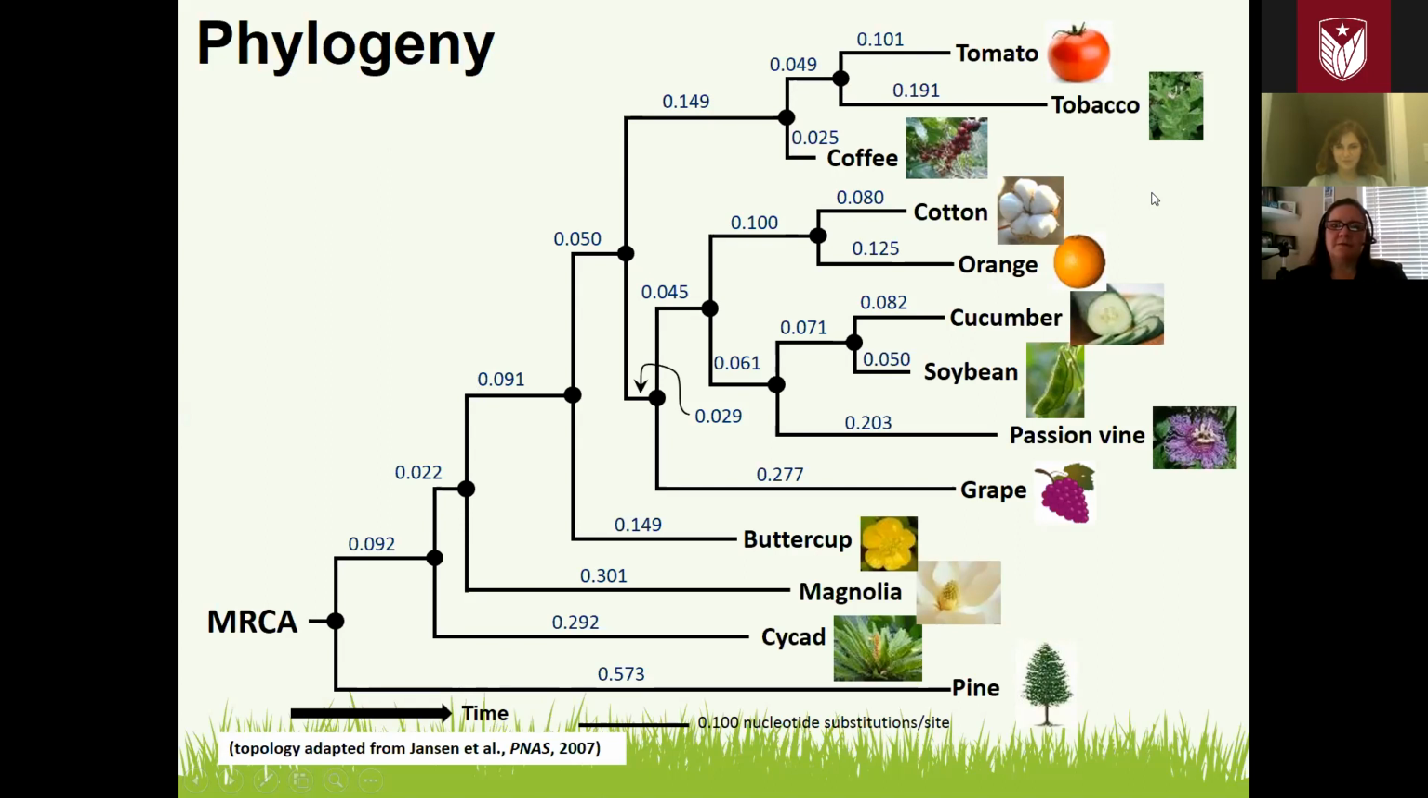In the case of species, we have species on the tips of our phylogenetic tree. As we go back in time, we don't know exactly what this ancestor was, but we know that it shared some characteristics with cucumber and some characteristics with soybean. As we continue to go back in time, we get back to the original organisms prior to evolution. So we use that genetic information.